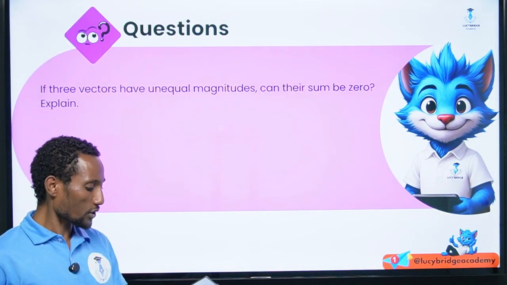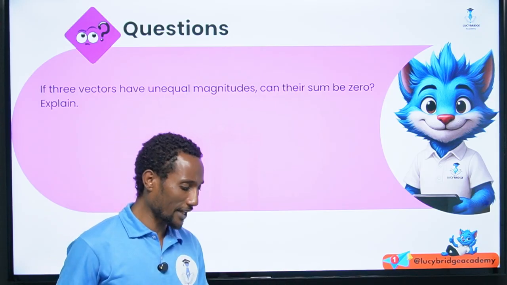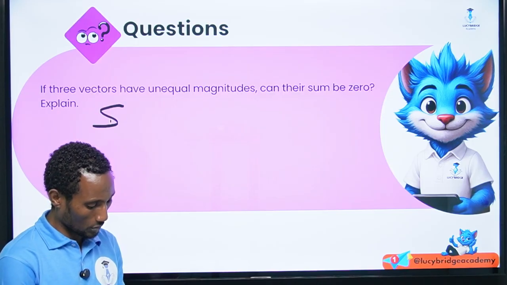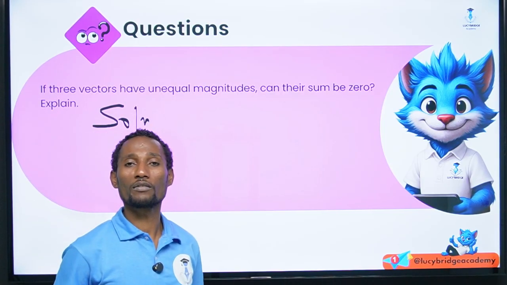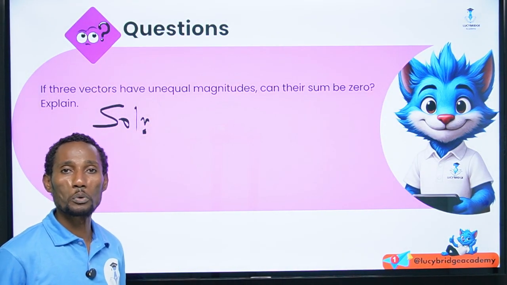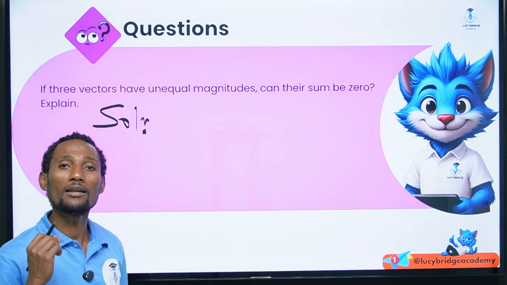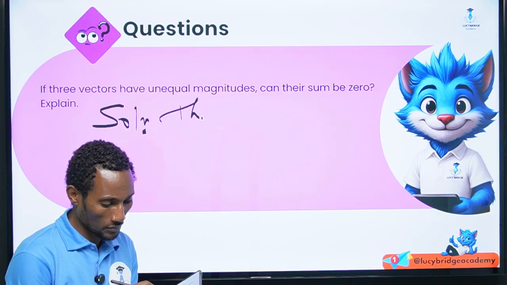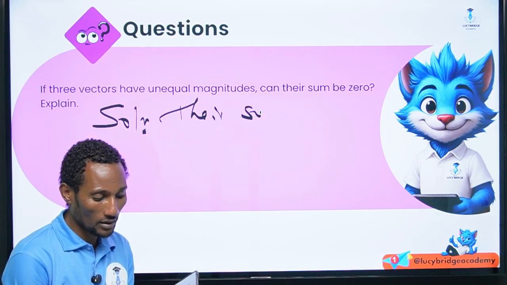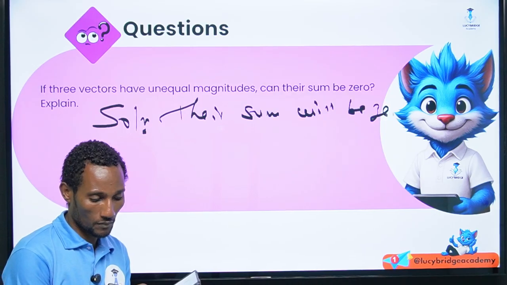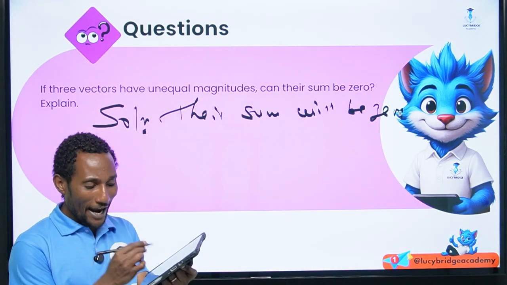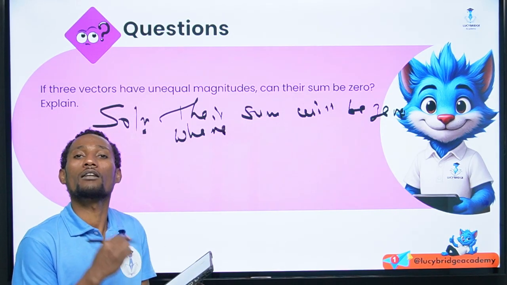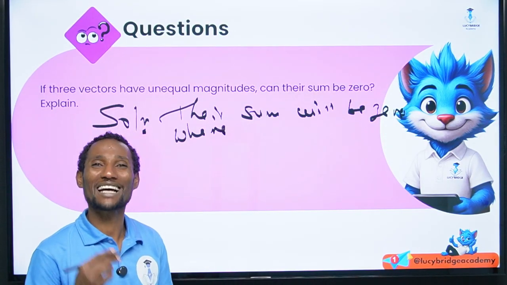So in this case, if three vectors have an equal magnitude, can their sum be 0? Here in our solution, with three vectors that have an equal magnitude, their sum will be 0, where we add them as a triangular vector, or using the triangle method.